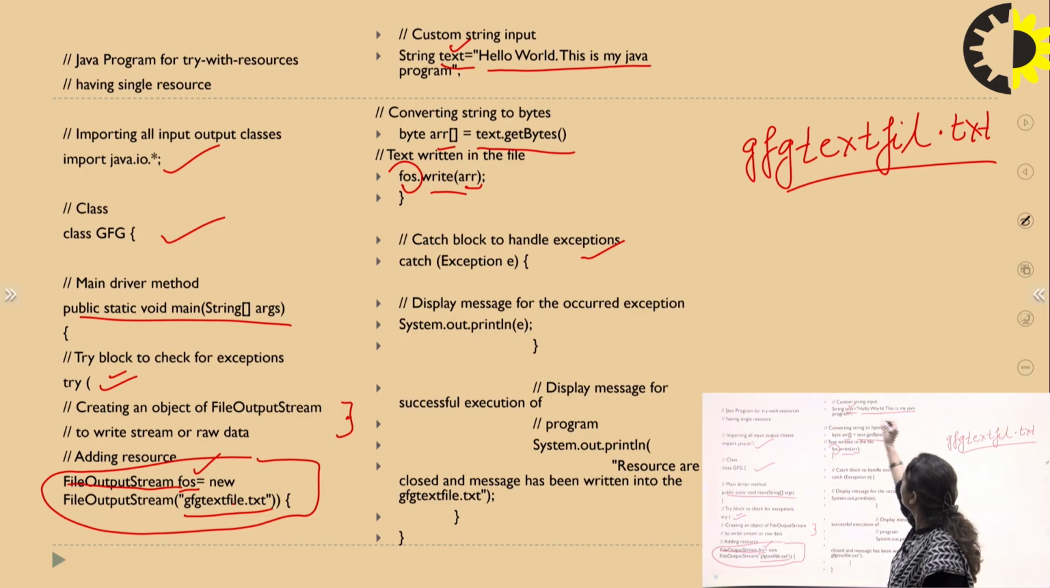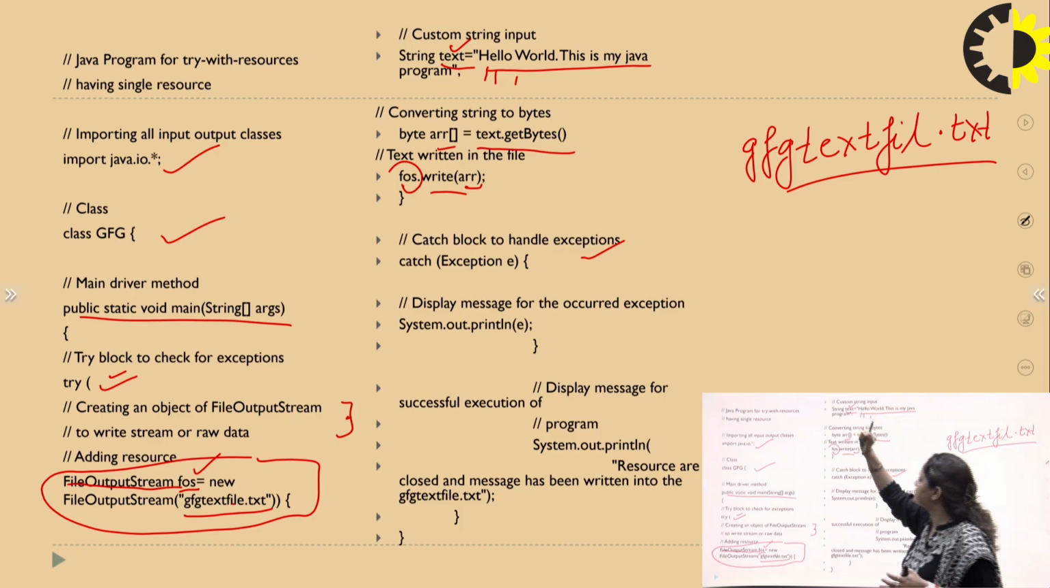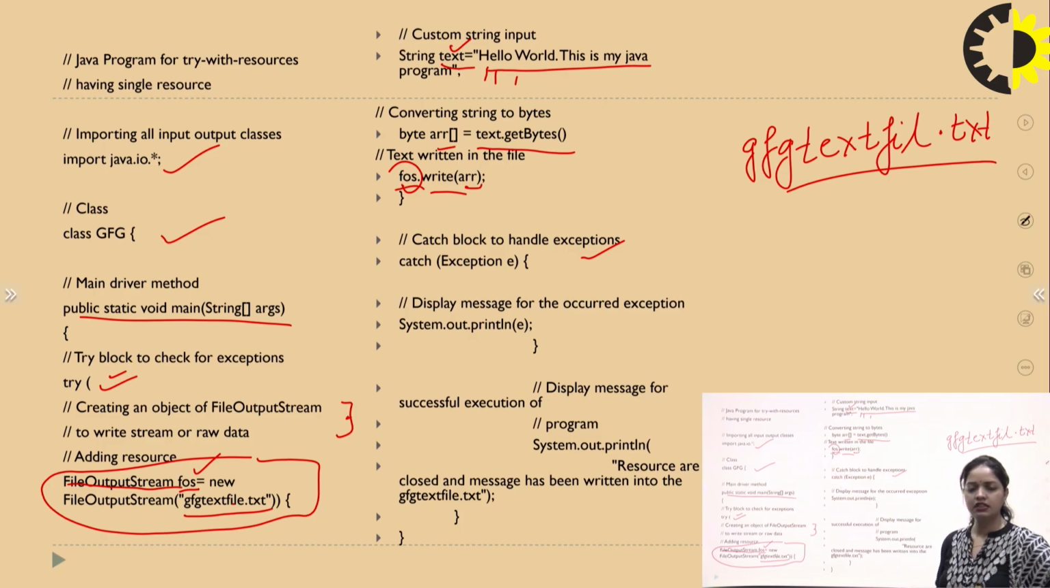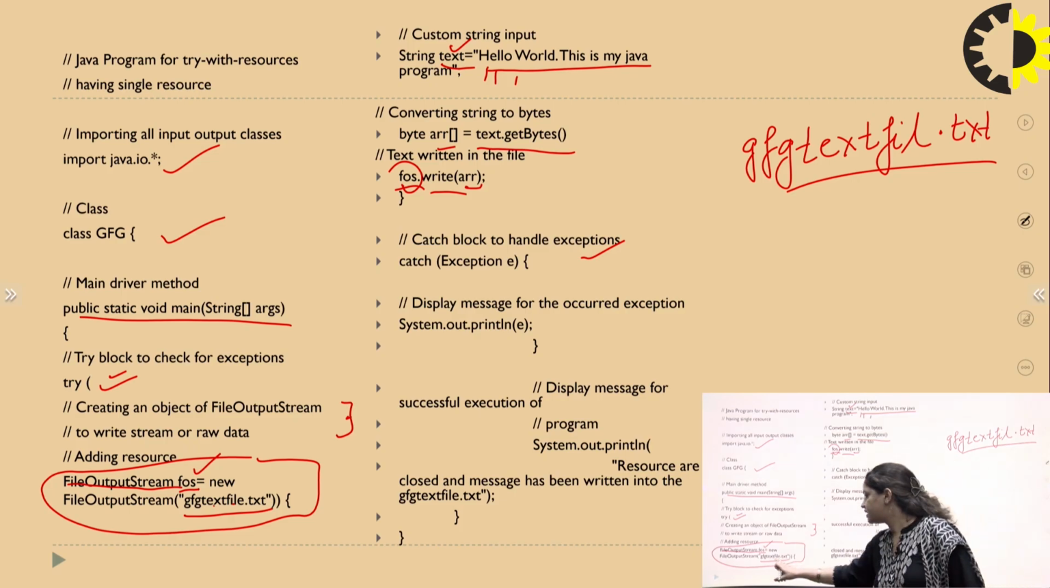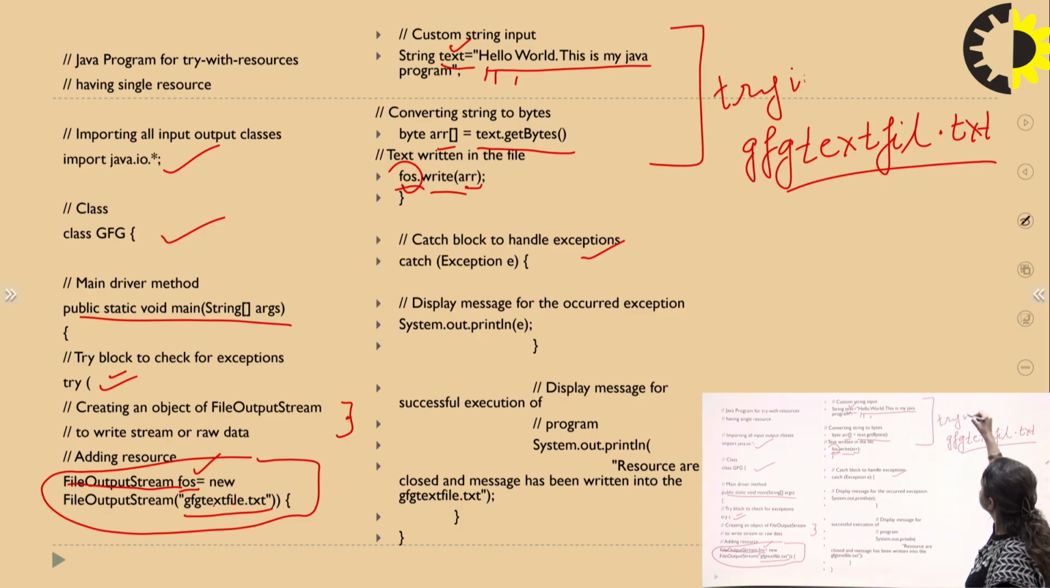So this hello world is not directly written into my file. For writing it, I need to convert each character into its binary code, into its byte, and then hold it in a string. This is held by an array, and that array will be written with the help of this object fos, which will be invoked and written into our file gfg text file.txt. So this code will be executed when the try runs successfully.